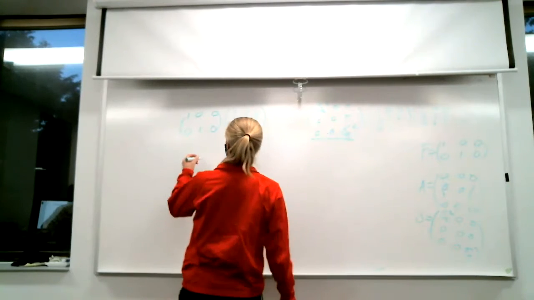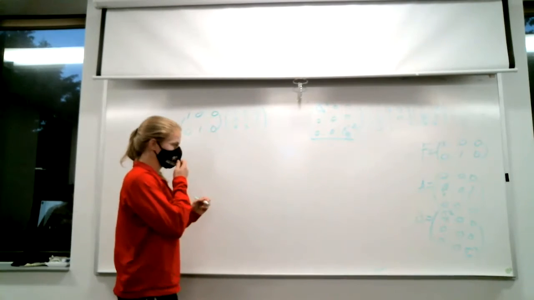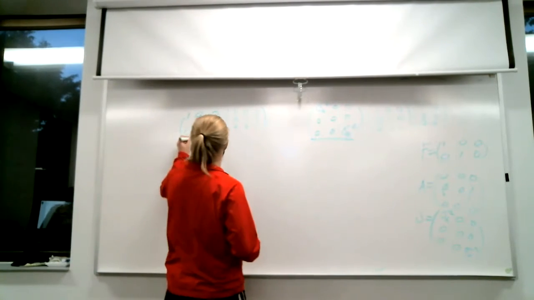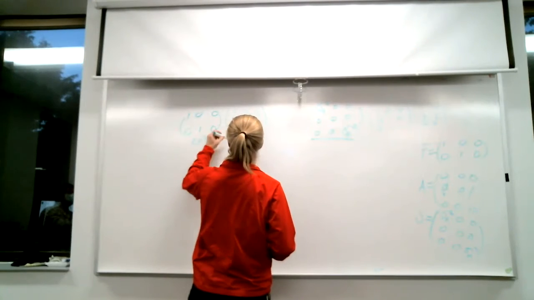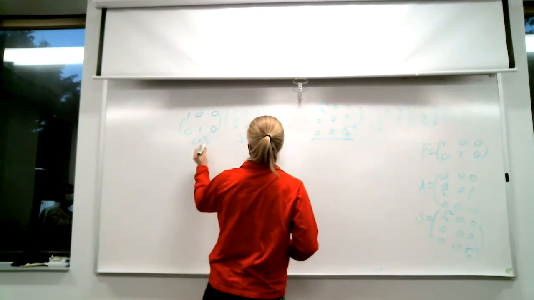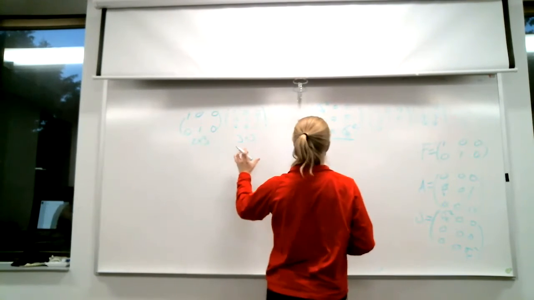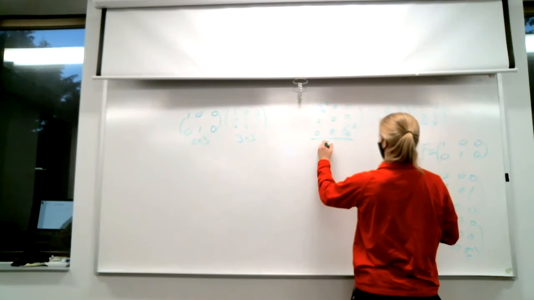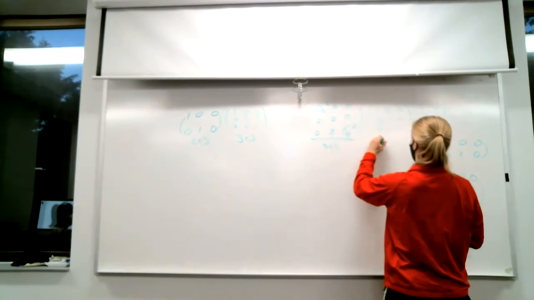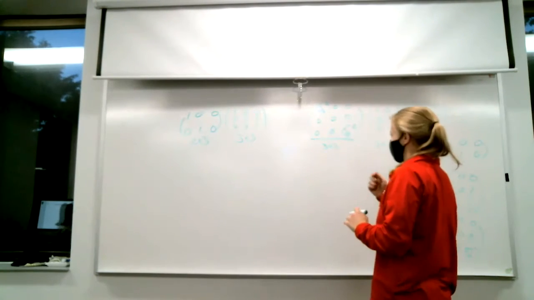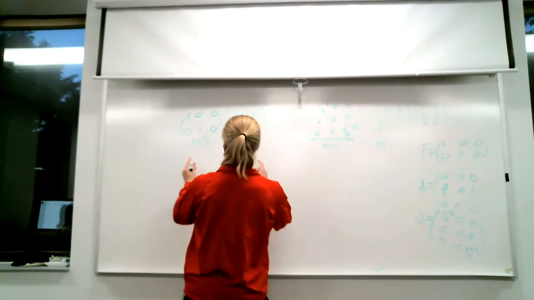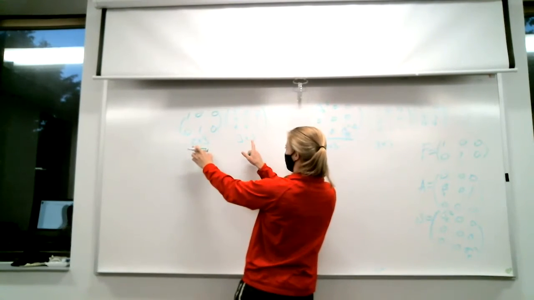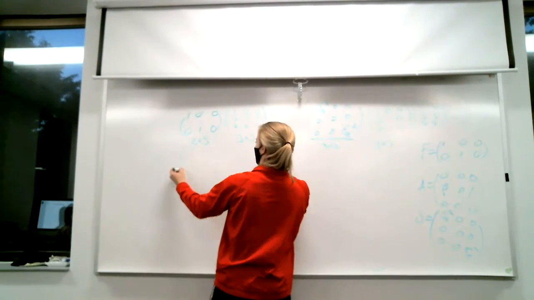All right, so hope you all can hear me. I just start out by making sure my dimensions are right. So we have a 2 by 3 times a 3 by 3, so that works. And we have a 3 by 3 times a 3 by 3, so that works. So for this first one, we're going to end up with a 2 by 3.